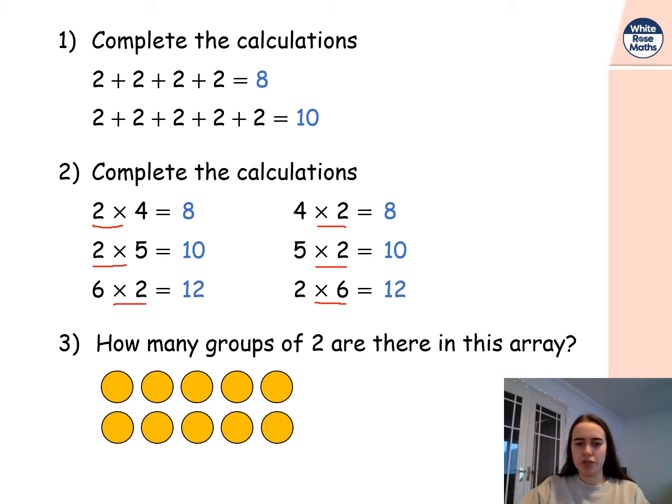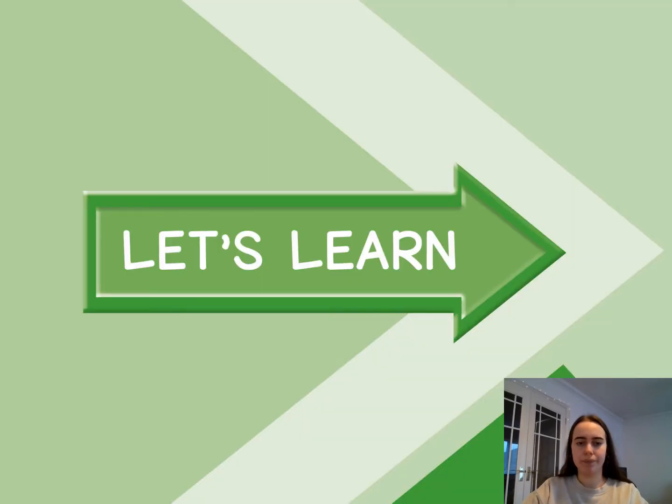How many groups of 2 are in this array? So if they're groups of 2, that means it's going to be 2 in each group. So there we go, it's showing us the groups of 2. There are 1, 2, 3, 4, 5 groups of 2 in the array.